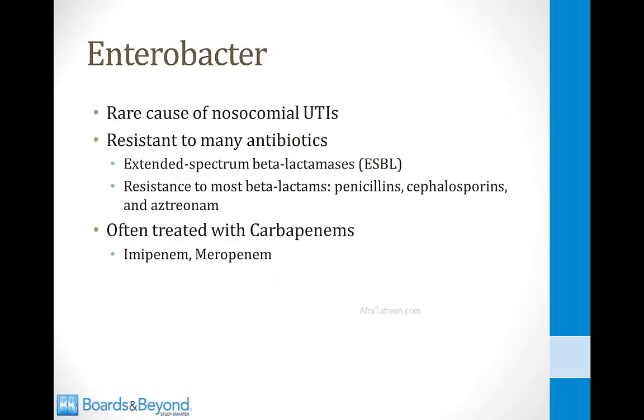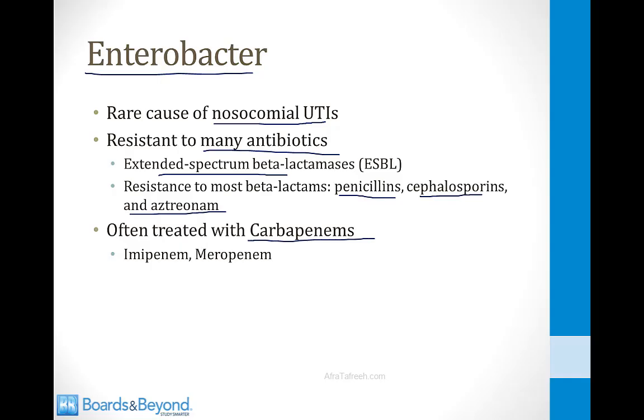Next gram-negative rod is Enterobacter. This is a rare cause of nosocomial UTIs, so UTIs in patients in the hospital. And one thing to remember about Enterobacter is that it's resistant to many antibiotics. It has enzymes called extended-spectrum beta-lactamases, and this makes it resistant to most beta-lactam drugs. Can't use penicillins, can't use cephalosporins, can't even use aztreonam. It's often treated with the carbapenem drugs like imipenem and meropenem. So these are so-called big guns of antibiotics, and this is one of the bacteria that they are used for.